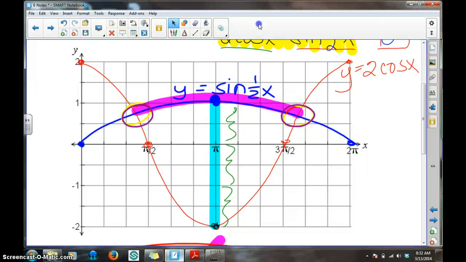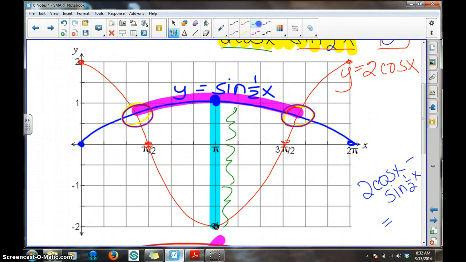Now just to make sure you got this, let me try a different question for you. What if I said 2 cos x minus sine 1/2 x equals 2? 2 answers there: 0 and 2 pi. Do you see it? The cos graph comes first and is higher. That means the red graph has to be on top, and that height difference has to be a 2.